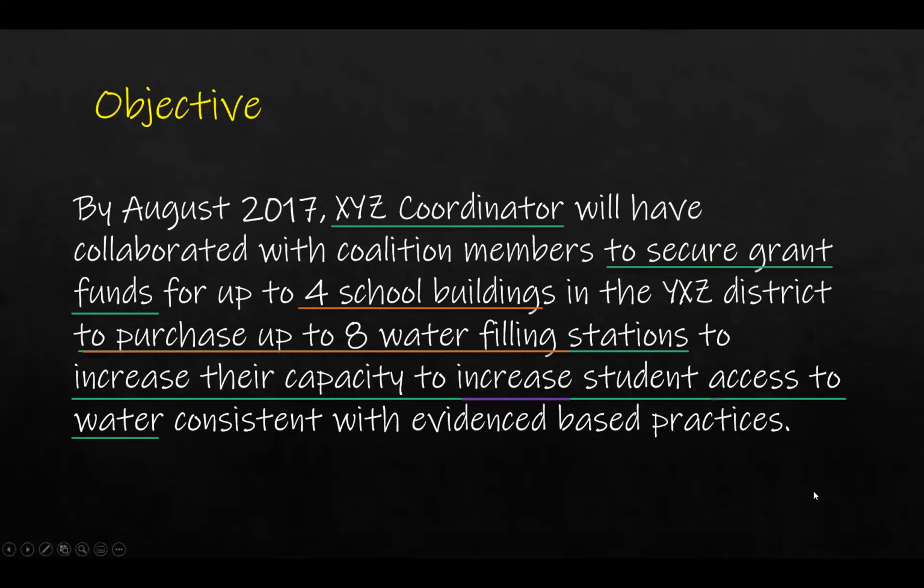Is it relevant? Yes, because they're going to increase access to water for students and individuals. So it is relevant to the goal. Time frame: by August 2017. Is this achievable? Yes, it's achievable because when they get the grant, they can do the necessary work to get it implemented. So this is a doable objective.